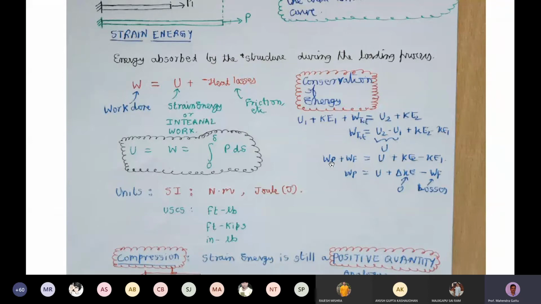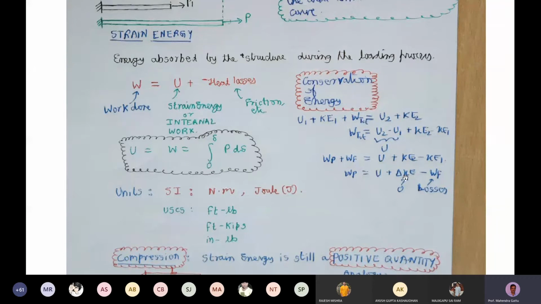So here we split the work done into two parts. One is work done by the applied load P and work done by the frictional forces. And U2 minus U1, that is the change in potential energy, we write it as U. And we can neglect that. We can neglect the friction, or you can send the friction term to the right. Okay, so we have work done by the external load is equal to the change in the potential energy plus change in kinetic energy minus friction losses. Okay, so friction losses are neglected. So we have work done is equal to change in potential energy. So for the quasi-static loading case.